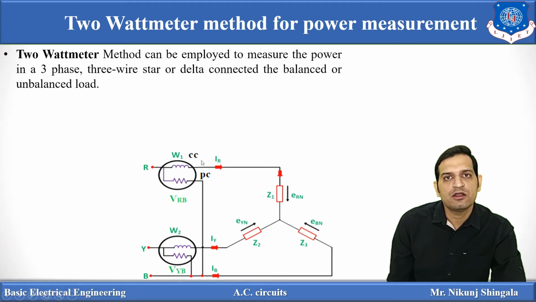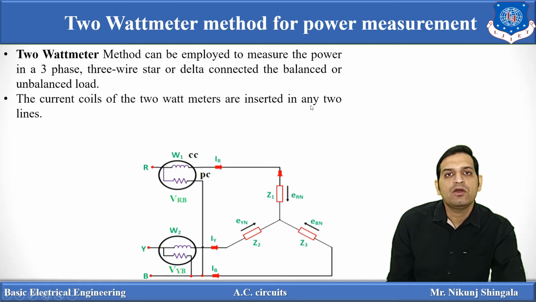The current coil CC is connected as follows. The current coil of W1 is connected between R and the load, and the current coil of W2 is connected between Y and the load. Similarly, the pressure coil of W1 is connected between R and B, and the pressure coil of W2 is connected between Y and B. So for the pressure coils, the third line is used where no wattmeter is connected. Here you can see in line B no wattmeter is connected.